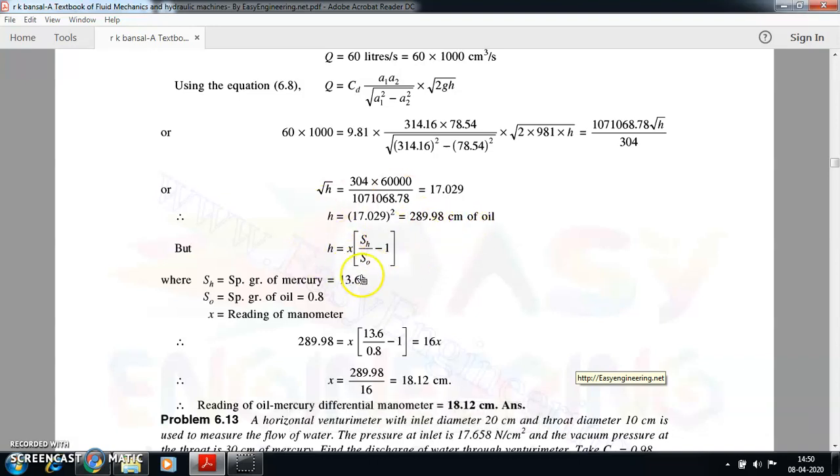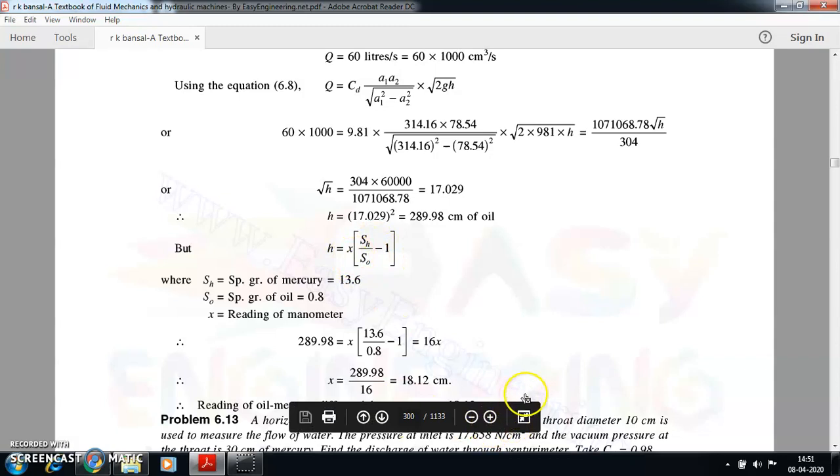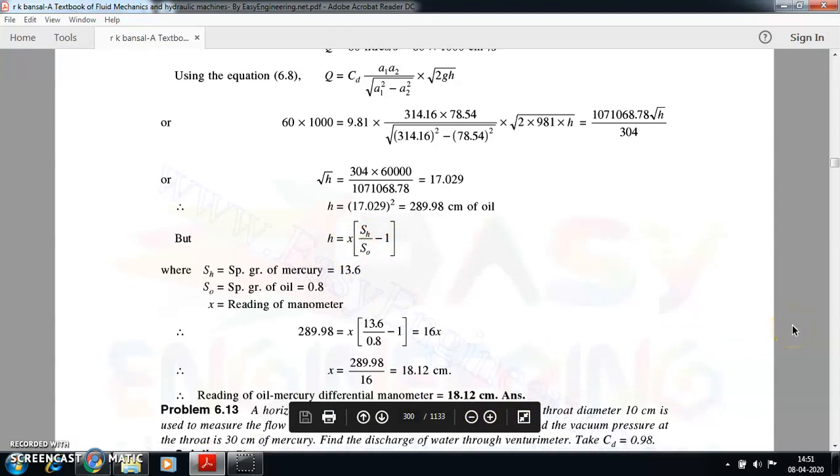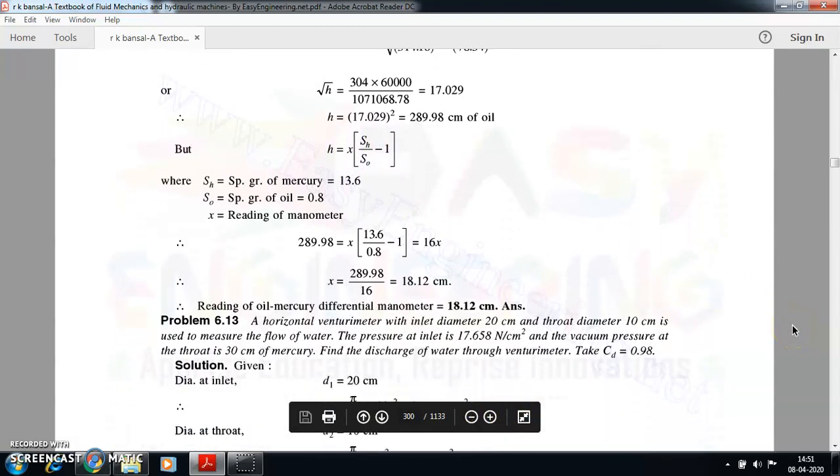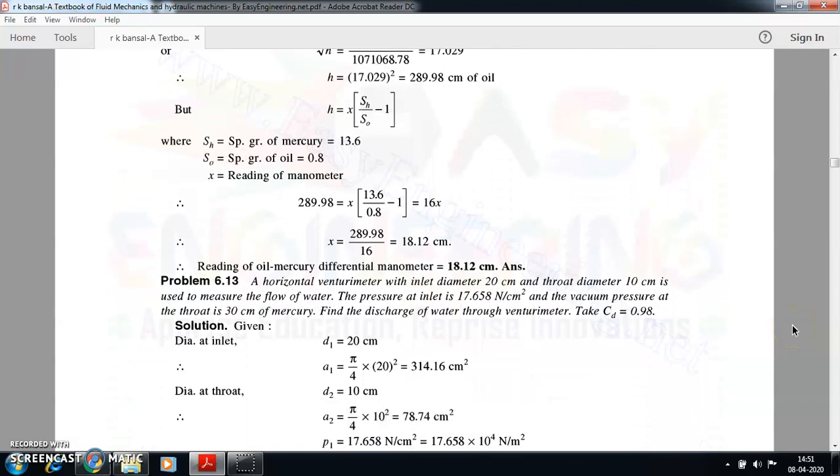Now the case that you are going to apply is case 1, where the manometer liquid is heavier than the liquid which is flowing. So you are going to get h as x into (S_h by S_o minus 1). The h value is found, do the substitution, S_h, S_o you know, minus 1, so the x value you can find out. If you are working in centimeter, you put it in centimeter. If you are working in meter, you put it in meter.